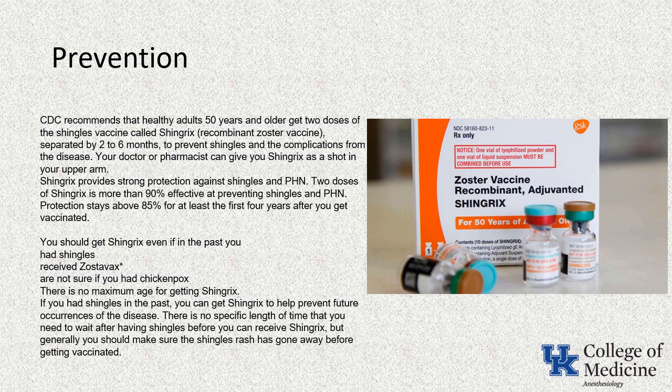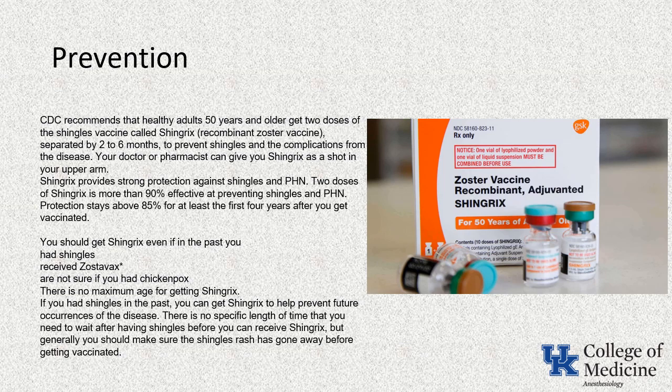So prevention. Shingrix is the newer shingles vaccine. There was an older vaccine known as Zostavax. Currently the CDC recommends healthy adults age 50 or older get 2 doses of the Shingrix recombinant zoster vaccine, separated by 2 to 6 months, to prevent shingles or complications from it.